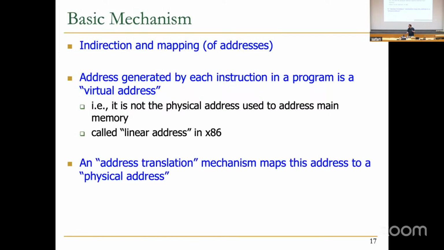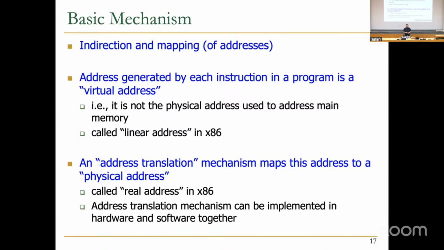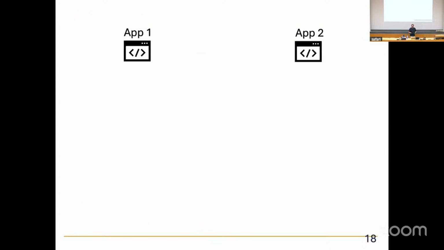And we need a mechanism which we call address translation that maps the virtual addresses that you use in your programs to physical addresses that correspond to the addresses inside the physical storage. This is called the real address in x86. So we have a translation mechanism responsible for dealing with the problem of virtual to physical mappings, together in hardware and software. The programmer does not need to care about how this translation is happening.